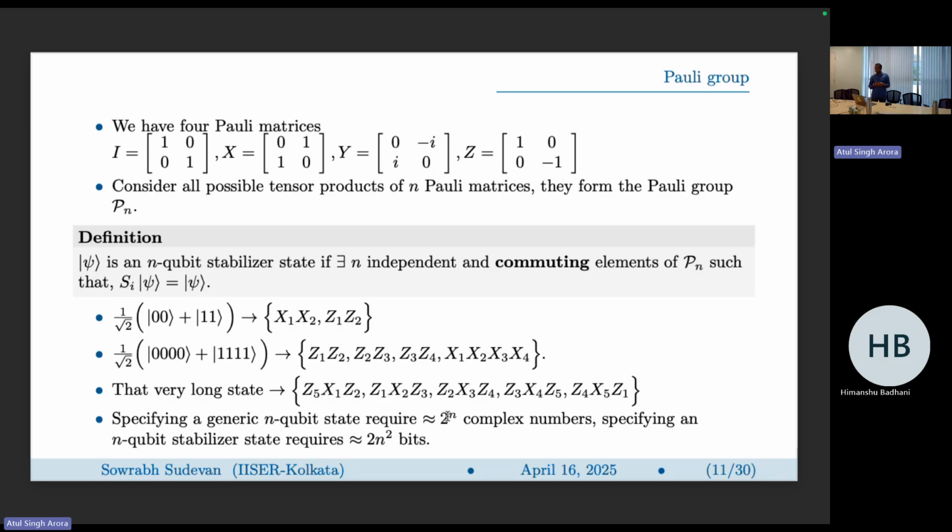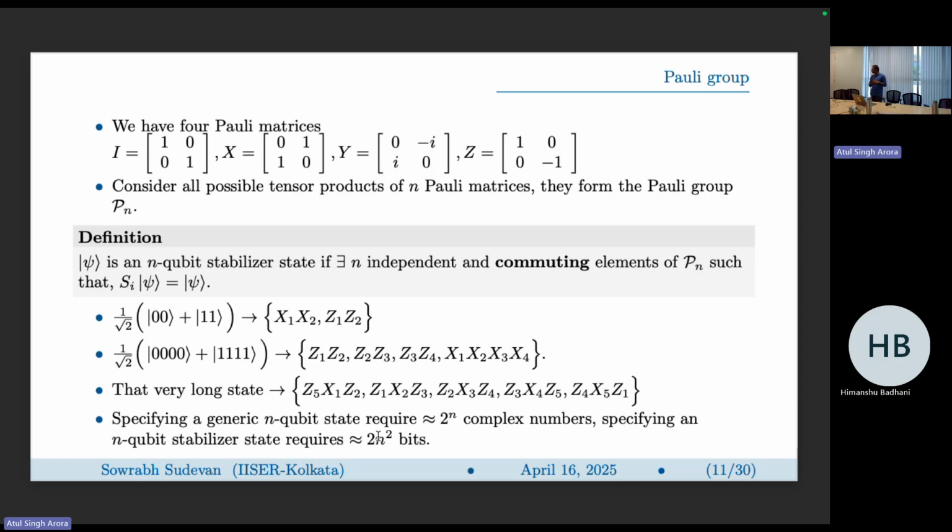How is the 2 coming? There are 4 Pauli matrices, right? So you can identify 4 things with 2 bits of information. This is also the essential argument of that.